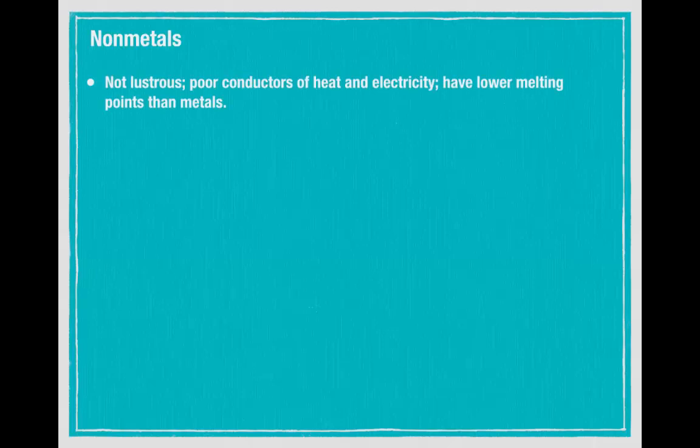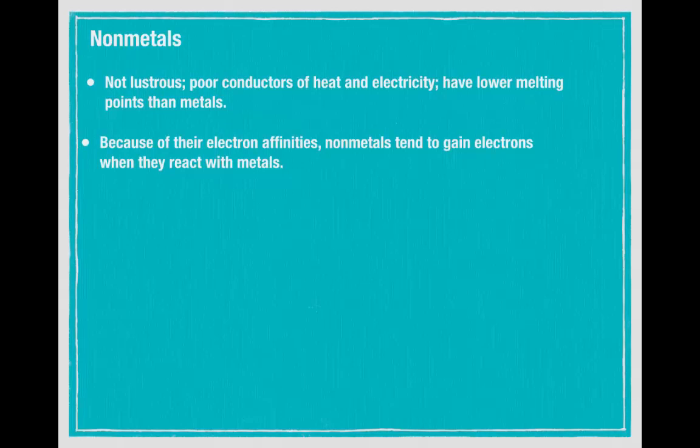Next, we're going to talk about nonmetals. Nonmetals are the exact opposite of metals. So they are not lustrous, they're not shiny, they're poor conductors of heat and electricity, they have low melting points, and another characteristic is that they are not malleable or ductile, and in fact they're quite brittle. Because their electron affinities are so negative, nonmetals tend to gain electrons when they react with metals, and as a result they end up becoming anions.